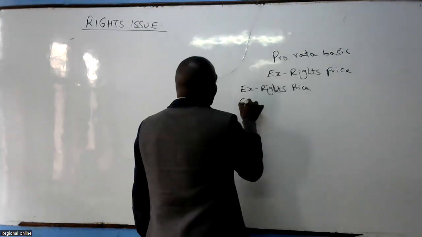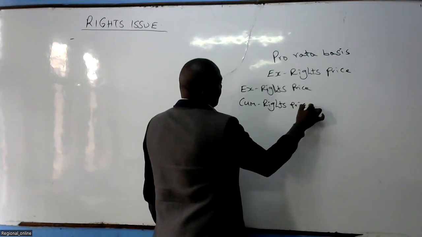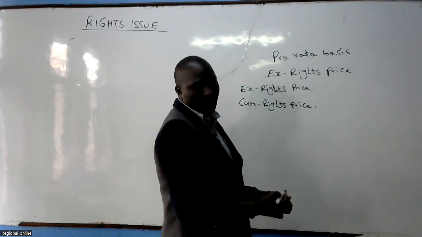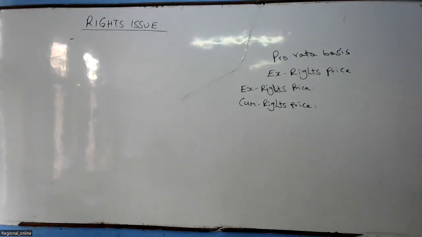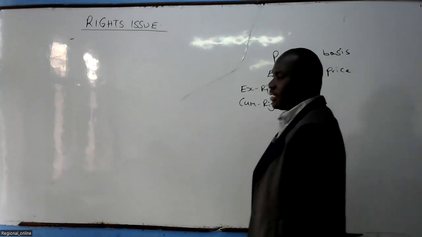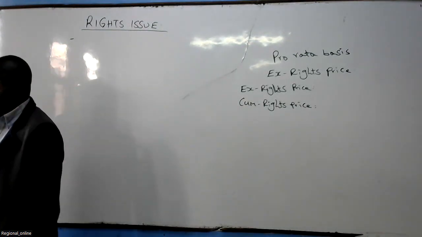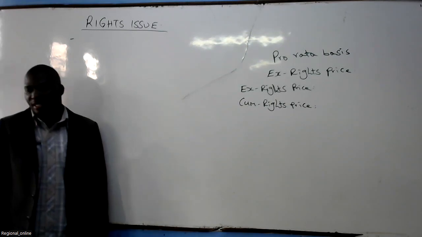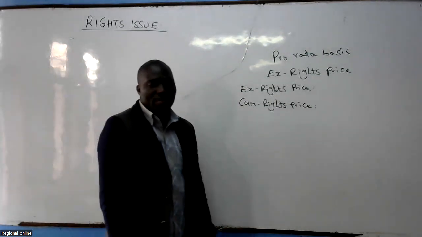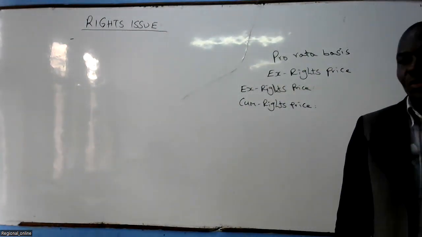Then below, come rights price is the share price inclusive of the value of the rights, in brackets, the share price before the rights issue.